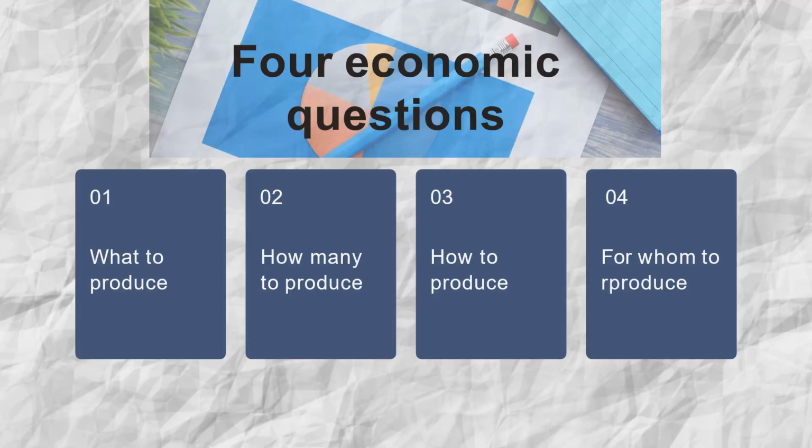Okay, now we go to the four economic questions. As I have said, when we talk about economics, it's all about allocating our scarce resources because we have so many needs and wants. So how do we actually allocate our resources? Okay, think: when you are trying to allocate your allowance, how do you allocate it? What are your bases when you allocate your allowance?